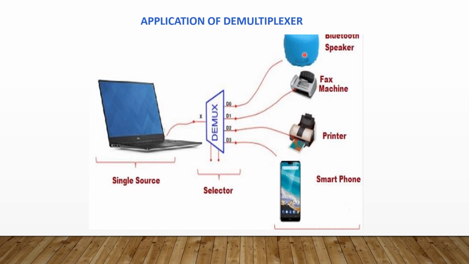The first one is a Bluetooth speaker, second one is a fax machine, third one is a printer, and the last one is a smartphone. So this laptop can be connected to any of these output terminals based upon the selector line inputs. If it is 0, 0, for example, the first device, that is D0, will be connected. If the selector input is 0, 1, then the fax machine will be connected to the laptop. If the selector input is 1, 0, then the printer will be connected. If the selector input is 1, 1, then the smartphone will be connected to the laptop.